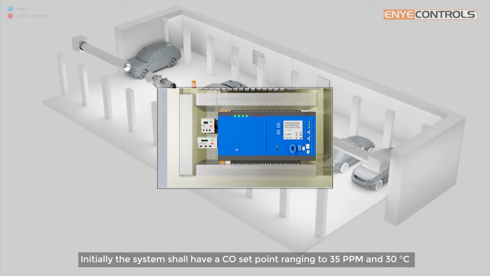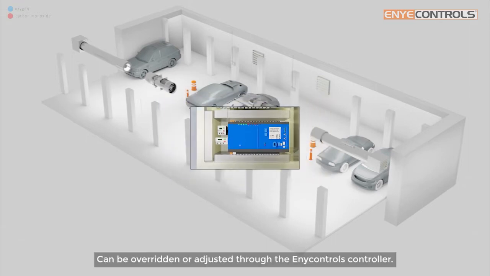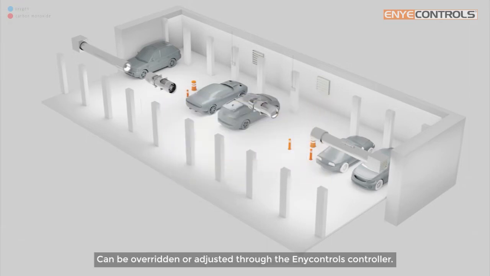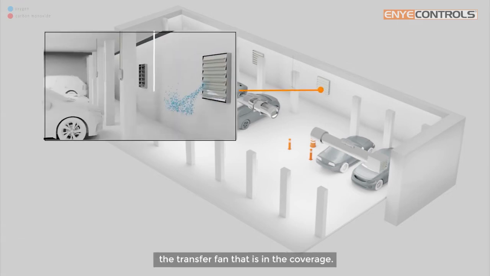Initially, the system shall have a CO set point of 35 ppm and 30 degrees Celsius for temperature. These can be overridden or adjusted through the Enyecontrols controller. Once the set points are reached by the carbon monoxide sensors and temperature sensor, the Enyecontrols controller shall run the transfer fan that is in the coverage.